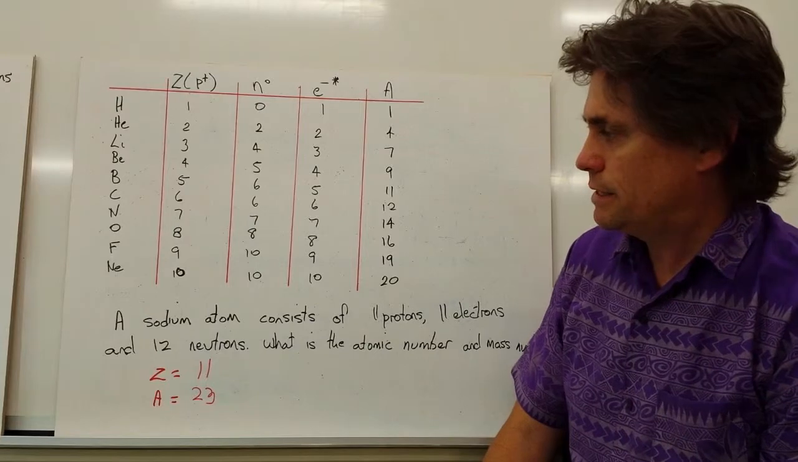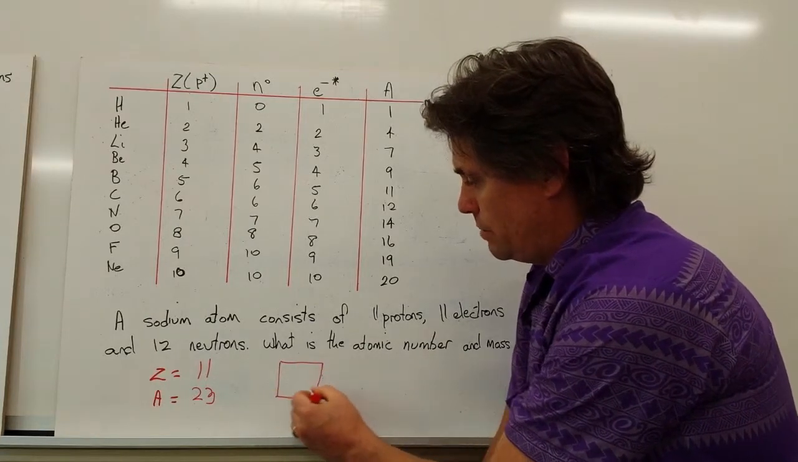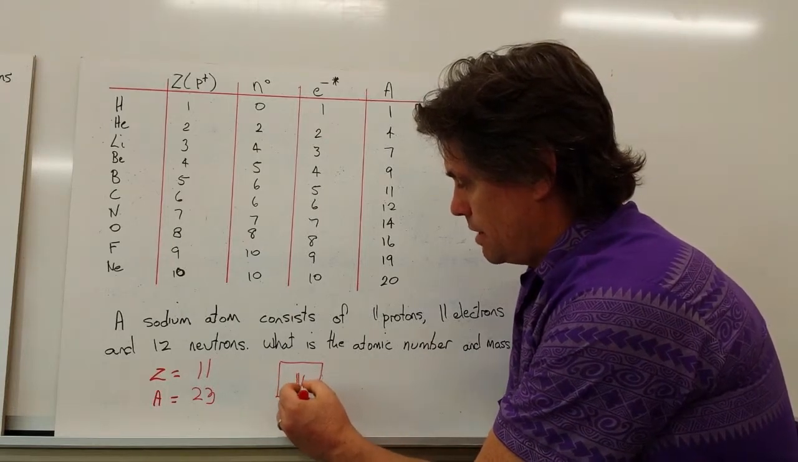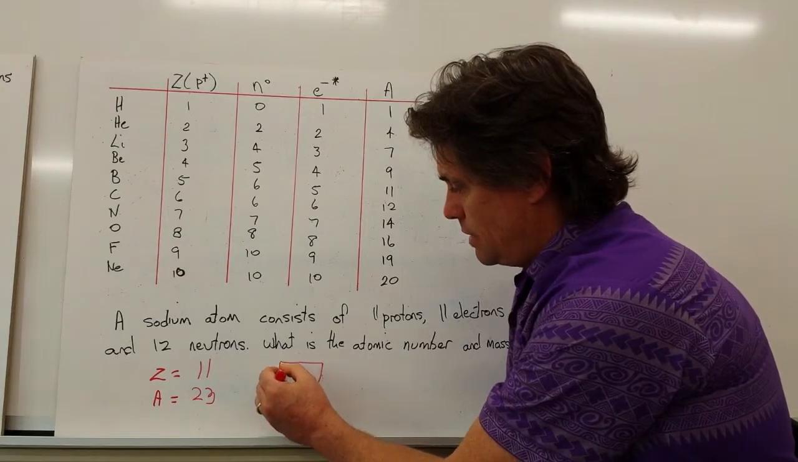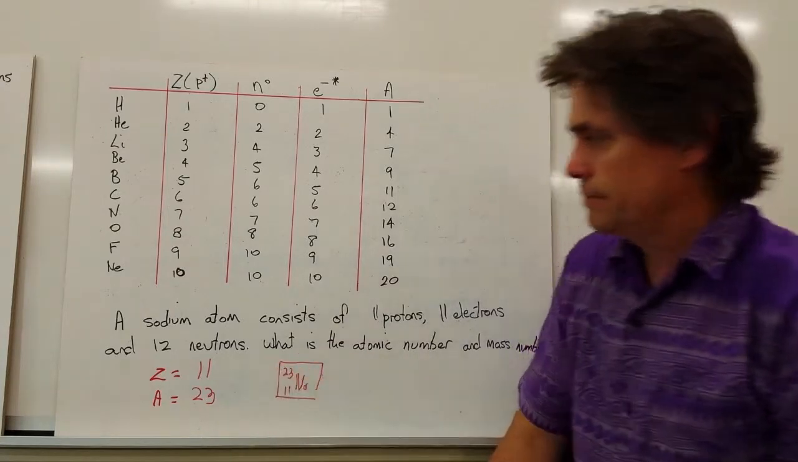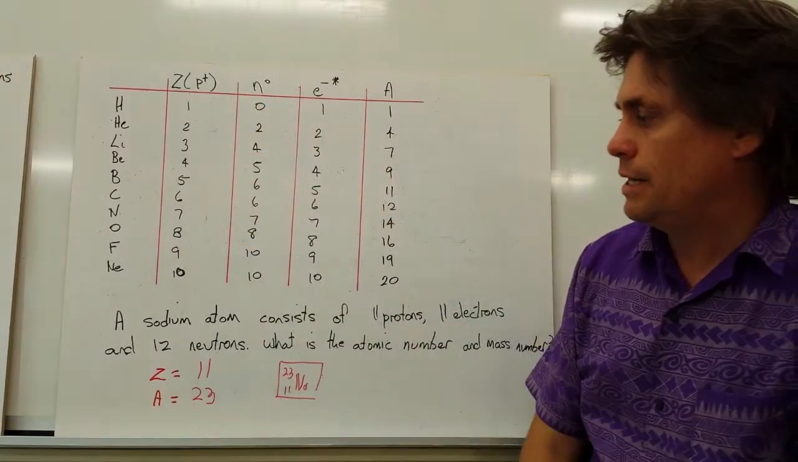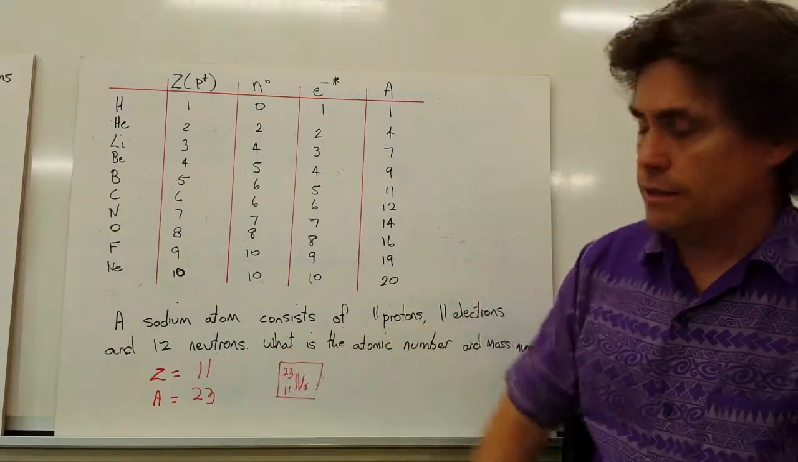So to represent this particular element, we might draw like we have on our periodic table. It's sodium, Na, and we would have 11. And that's how we use the information given in a table like this to determine our atomic number and mass number.